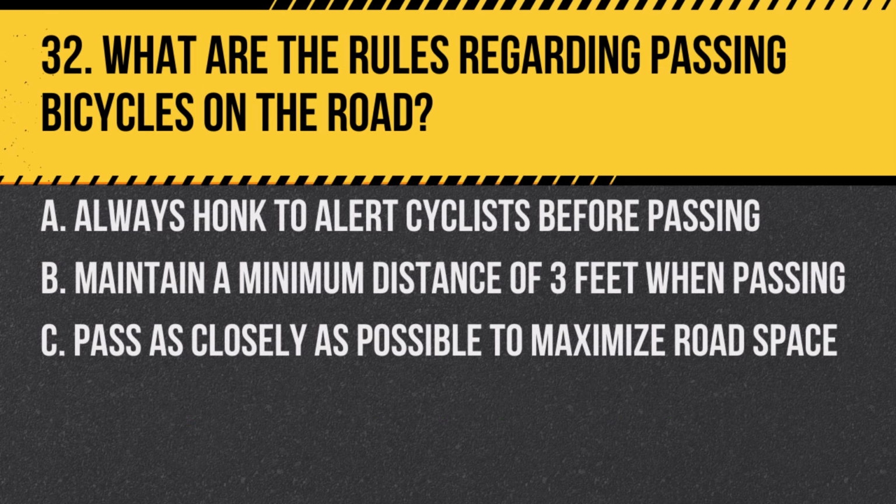Question 32. What are the rules regarding passing bicycles on the road? A. Always honk to alert cyclists before passing. B. Maintain a minimum distance of 3 feet when passing. C. Pass as closely as possible to maximize road space. Answer B. Maintain a minimum distance of 3 feet when passing. This rule ensures the safety of cyclists by giving them sufficient space on the road.